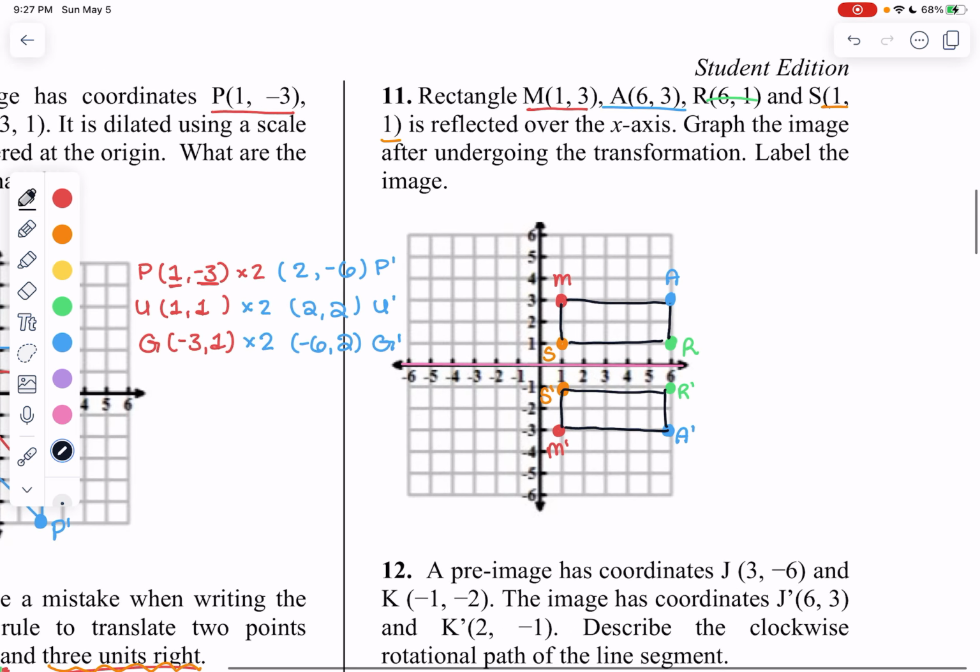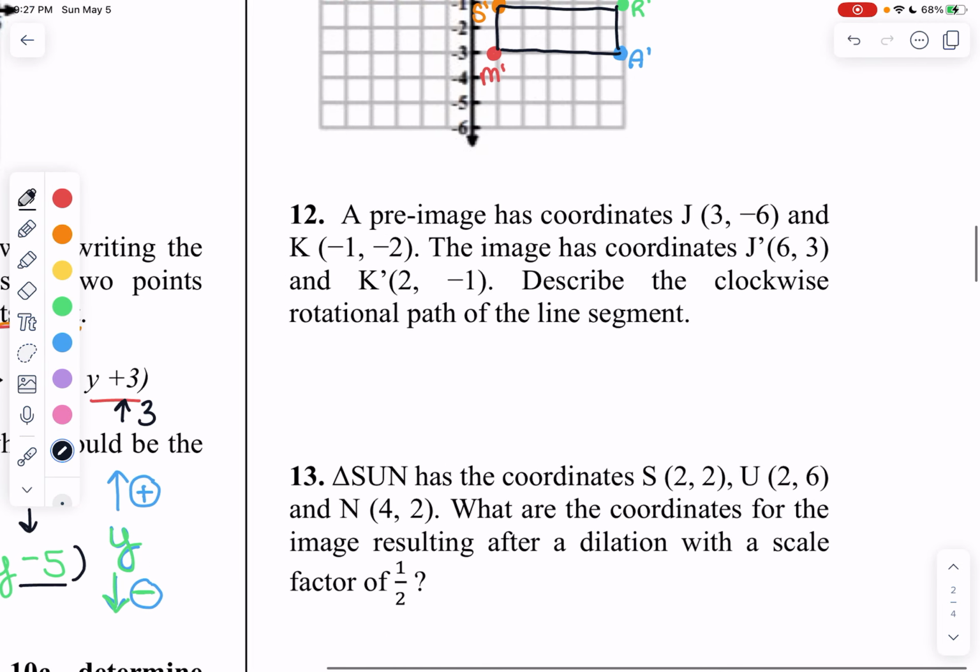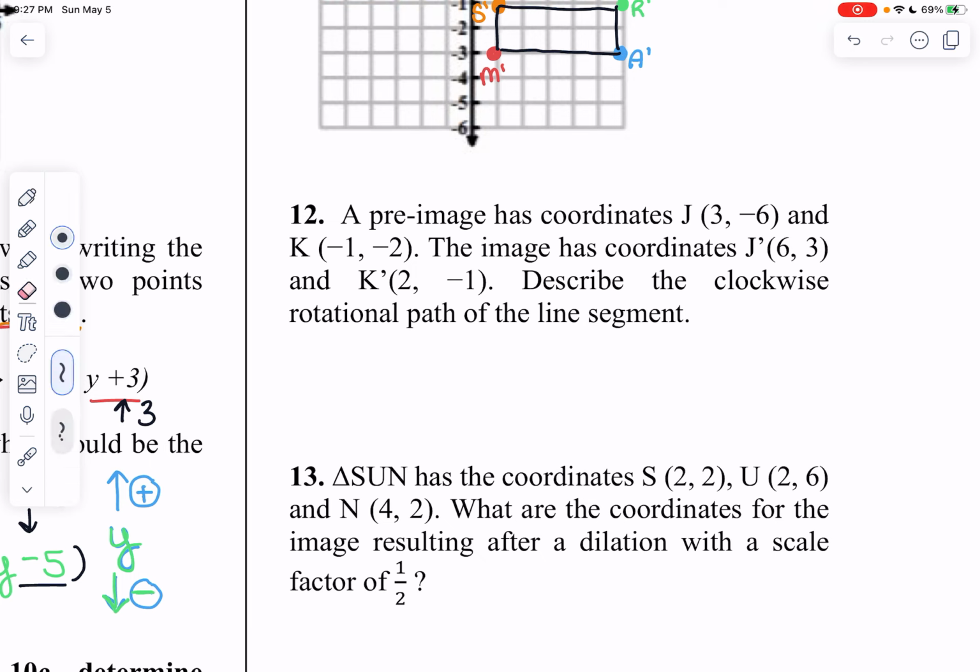All right, number 12. A pre-image has these coordinates, 3, -6, and -1, -2. The image has the coordinates 6, 3, and 2, -1. Describe the clockwise, okay, to the right. Miss Majorana, that is to the left. Clockwise is to the left. I'm going to drill that into my brain. Clockwise is to the left of the rotational path.